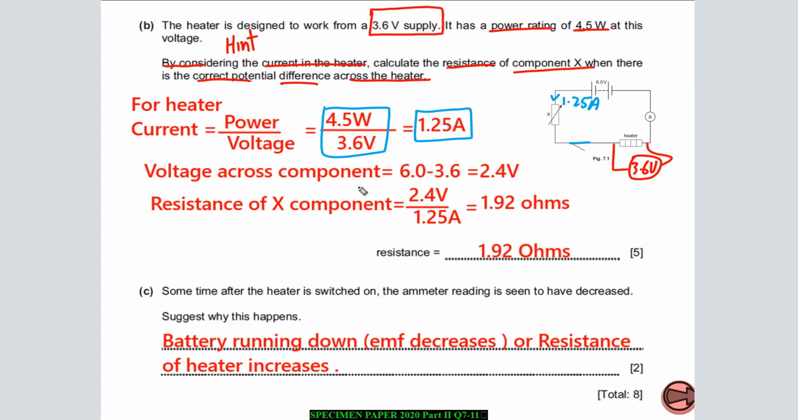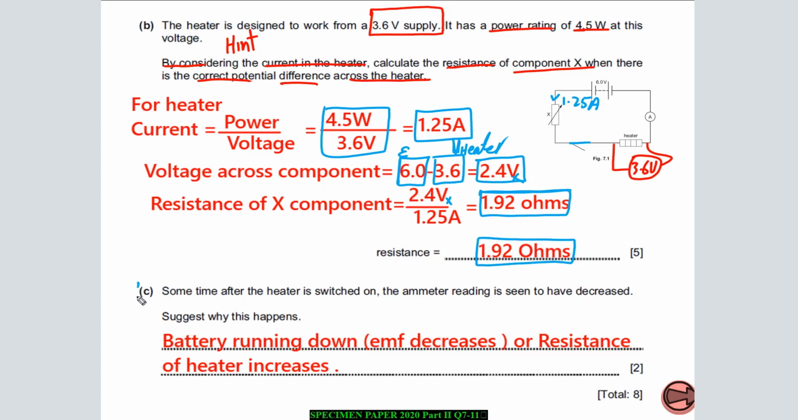So what is the voltage across the component? This one is the voltage across the heater, so I will simply say this is V for heater. Now we have V for heater, and the total voltage, which is the EMF of the battery, or the total voltage across the battery, and this is the voltage across the X component. I will simply say this is Vx. Now we have Vx and we have I. Simply we can calculate the resistance of the X component. So here is the resistance of the X component.